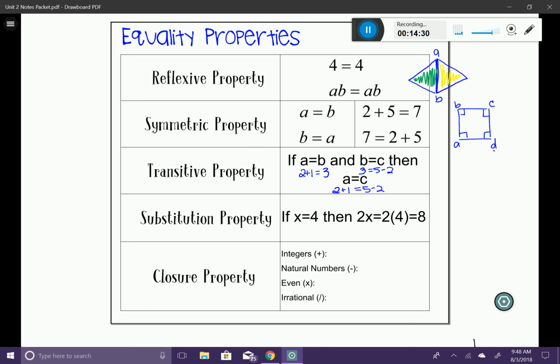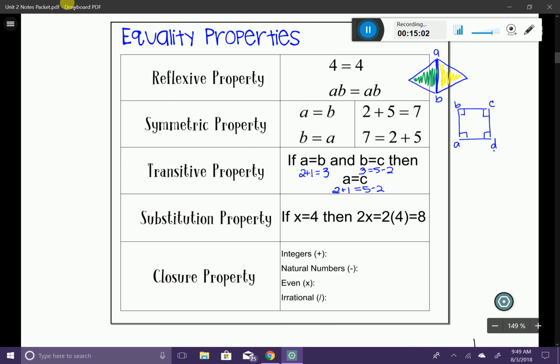Okay, the substitution property. I like to think that we're going to be using this property a whole ton this year. And we even learned a little bit about it in the last unit when we talked about evaluating expressions. So the substitution property is when you're substituting a value given a variable. So let's say that we're given the variable x and the replacement value for it is 4. I'm going to use that replacement value to substitute it into my given equation.